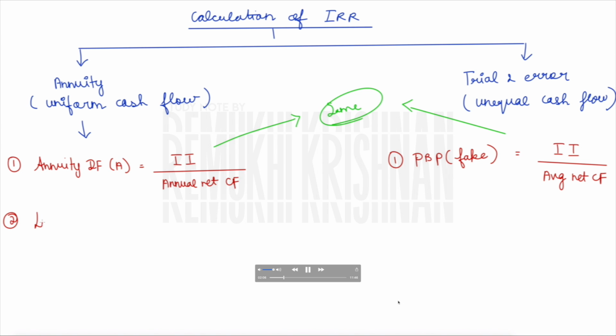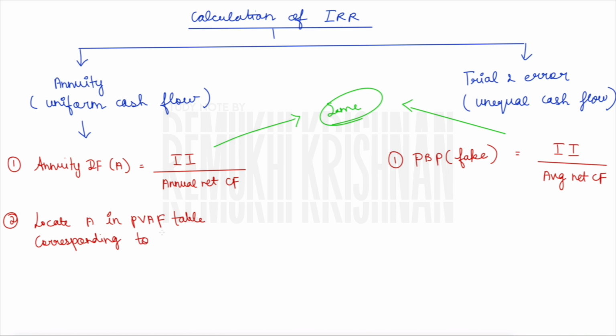Okay, the second step is I am going to locate the value A in the present value annuity factor table, corresponding to the life of the project, that is, the n-year row. So I will be showing you with this present value annuity factor table how to find the value out of the table. So don't worry, we will be seeing that too. After locating this A, we will be arriving at two answers. One is the exact value of A in the table itself.